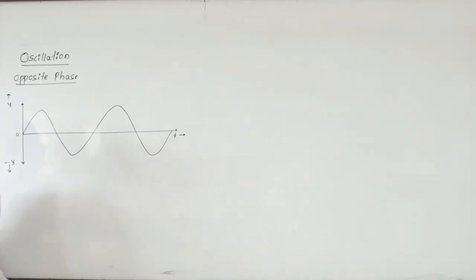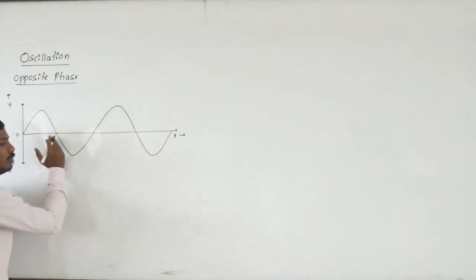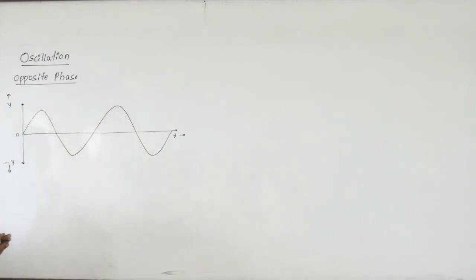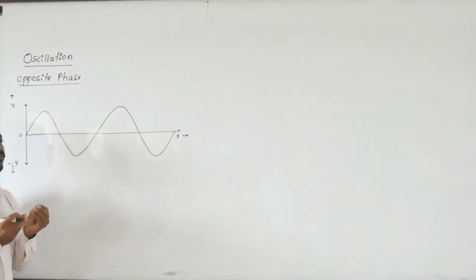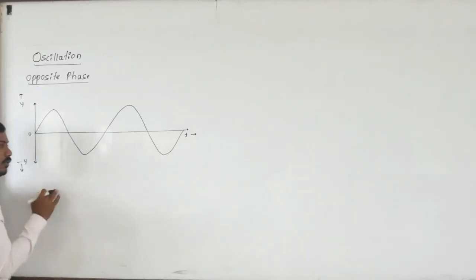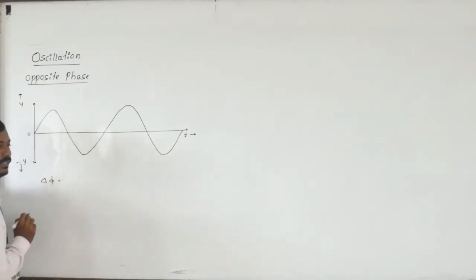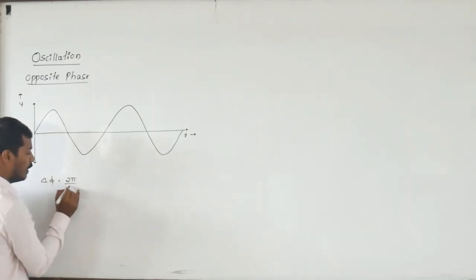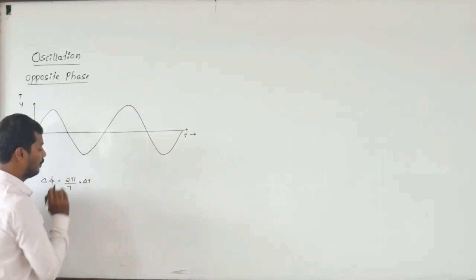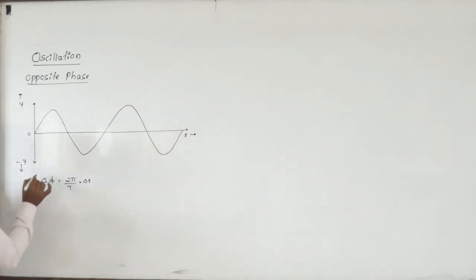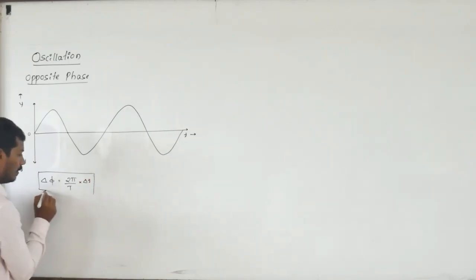If the particle is just vibrating like this, there are two particles. When one particle starts from its mean position and another starts from here, one is moving in a positive direction and the other in the opposite direction. What is the phase difference between these two? We already know the formula: the phase difference between two vibrating particles is delta phi equals 2 pi divided by T into delta t.